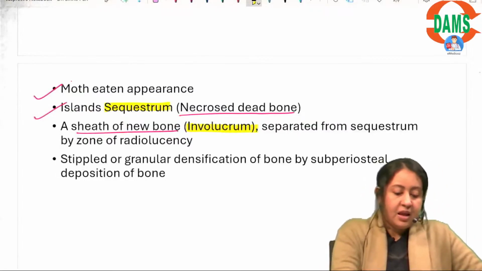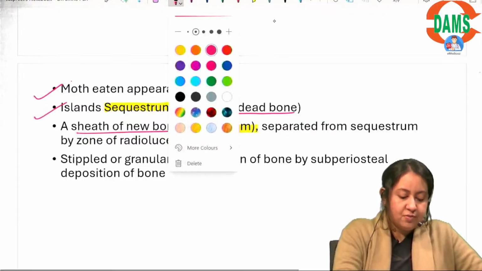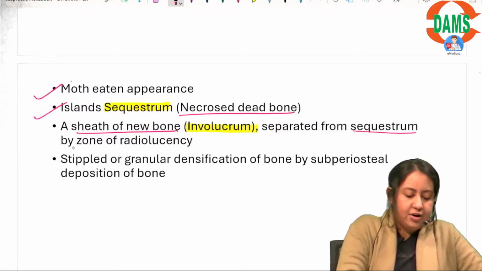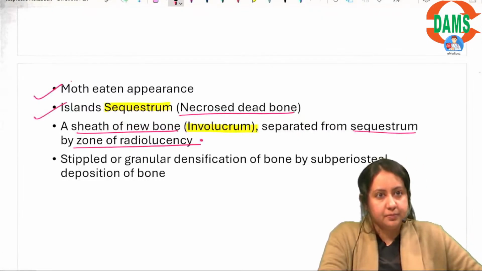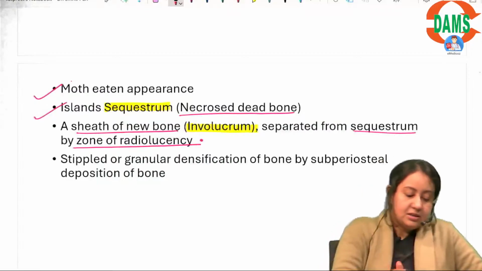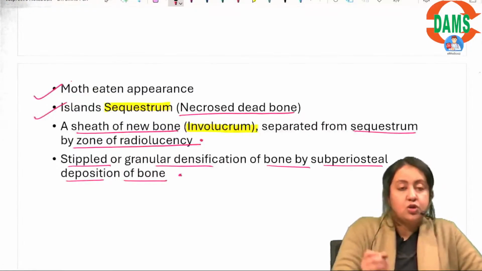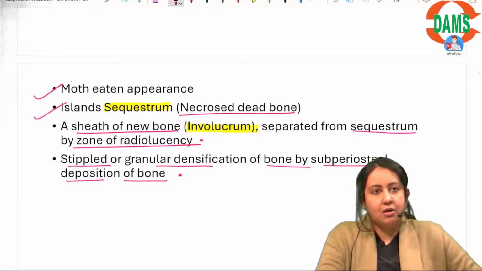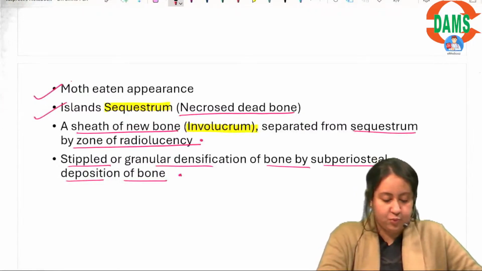And this involucrum is separated from sequestrum by a zone of radiolucency, and stippled or granular densification of bone by subperiosteal deposition of bone. So where there is a periosteal reaction or periostitis, in that case there would be stippled or granular densification of bone by subperiosteal deposition of bone.